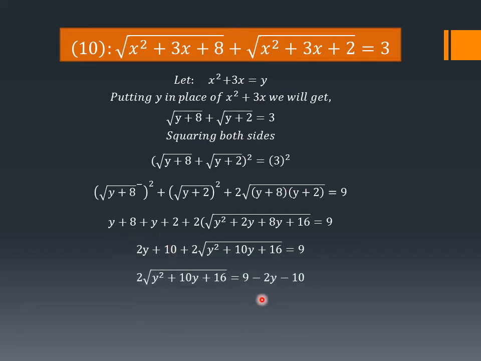Taking 2y and 10 to the other side of the equation, the signs will change, minus 2y and minus 10. Subtracting them, we will get minus 2y minus 1. I will take minus sign common from this, so it will become 2y plus 1.